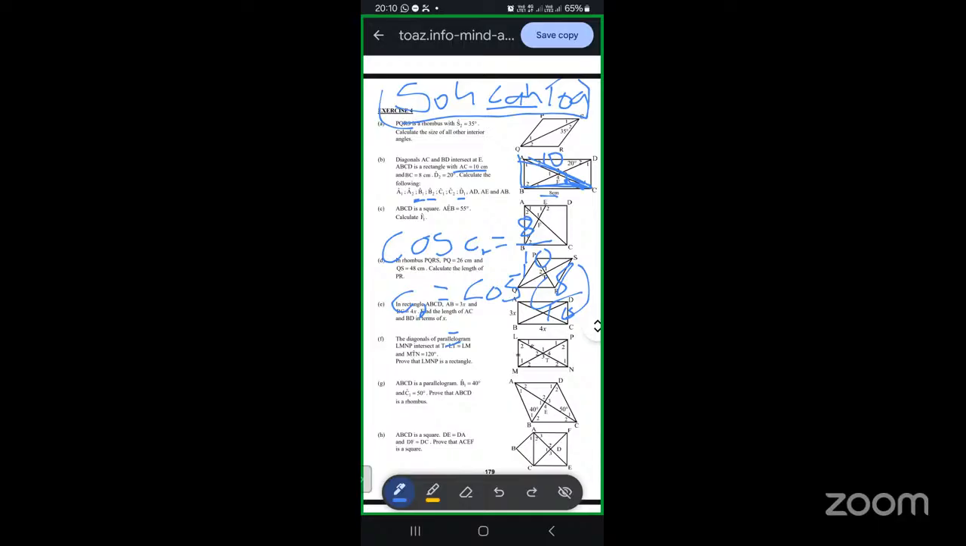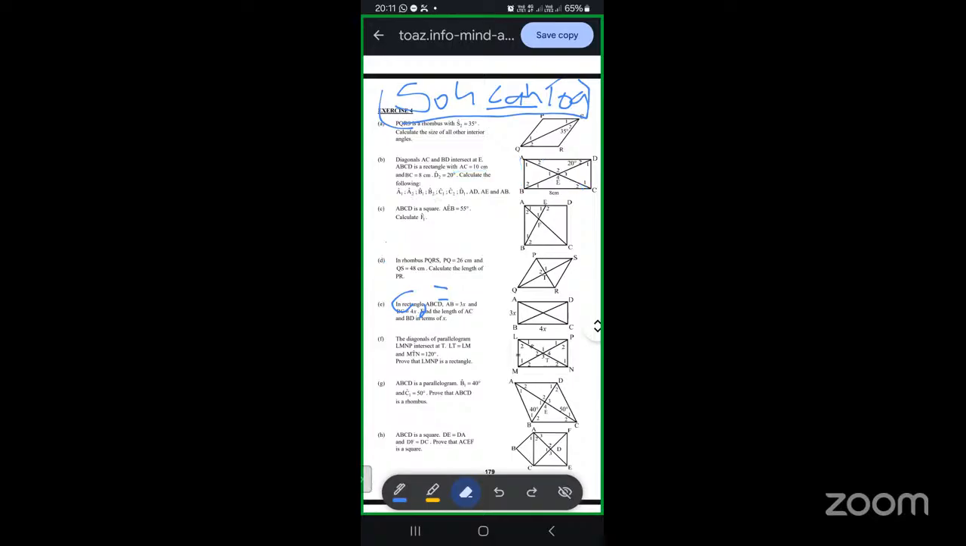So I got 36.87. You got 36.87 rounded off. Oh, okay, 36 comma 87. Okay, fine, 36 comma 87. Let's keep that in mind.